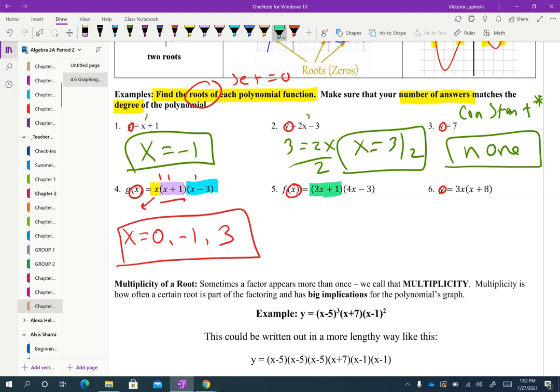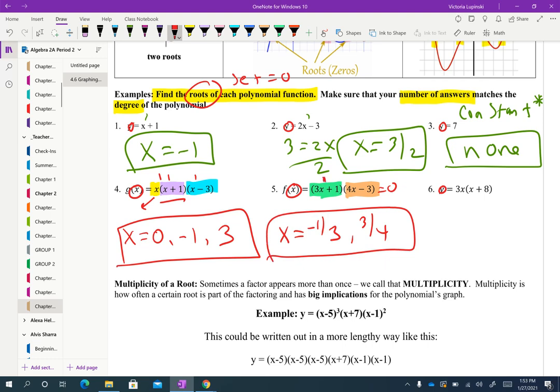In the next one, 3x plus 1, if you set that equal to 0, you would first subtract the 1 and then divide by 3. Here in the orange, if you were to set that equal to 0, and again, you can do that on the other side if it's helpful, you would first have to add the 3 and then divide by 4. So again, because this is x to the first and x to the first, you have a total degree of 2, which means you have to have 2 solutions.